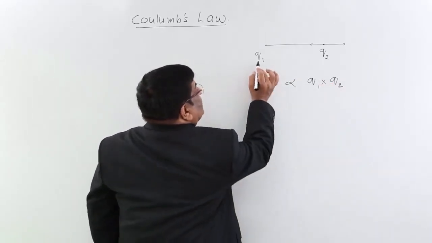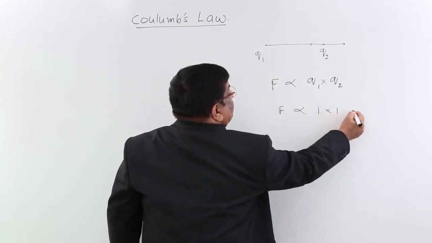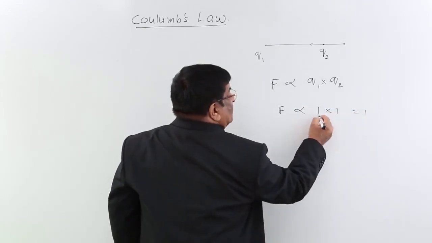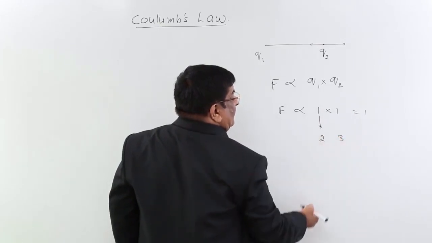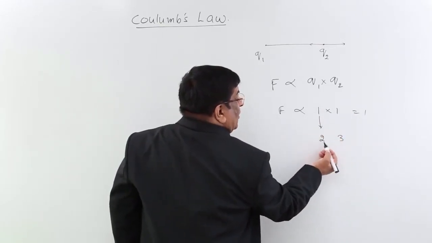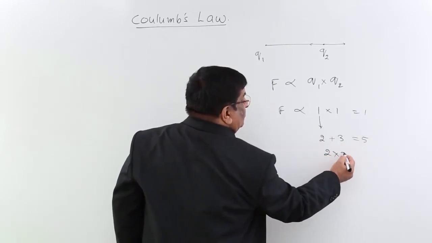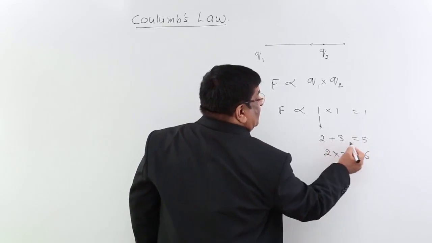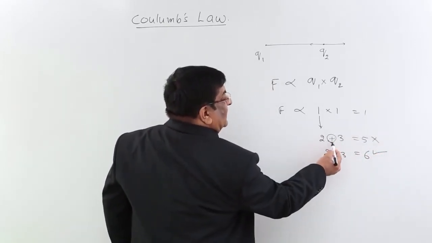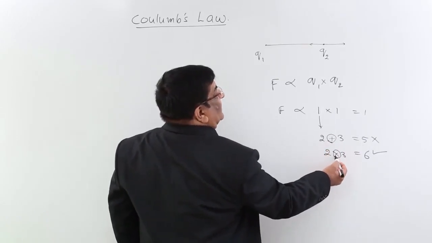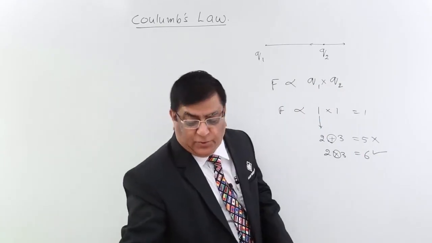That means if the charges are 1 and 1, the force is proportional to 1, and if we increase this charge 2 times and this charge 3 times, then the force will not be 2 plus 3, 5 times, but 2 multiplied by 3, 6 times. So he found this is not correct, this is correct. He did not choose plus, he chose multiplication. So q1 multiplied by q2, that is the force. Okay.